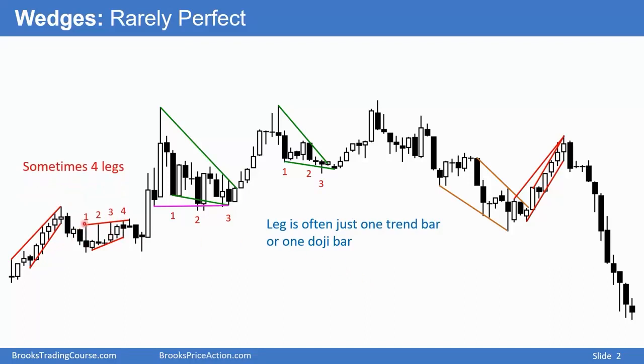Here we have 4 legs, 1, 2, 3. Some computers will say this is 1, 2, 3. These are small patterns, and they're probably clearer on smaller time frame charts. However, I would not go looking at the smaller time frame charts. You can infer what's going on simply by what you see on this chart.